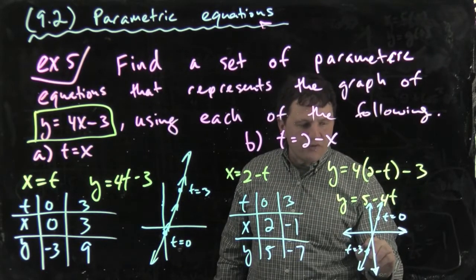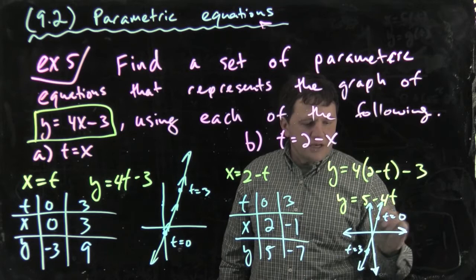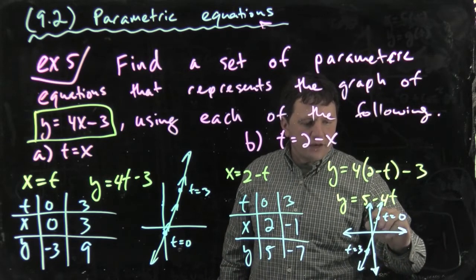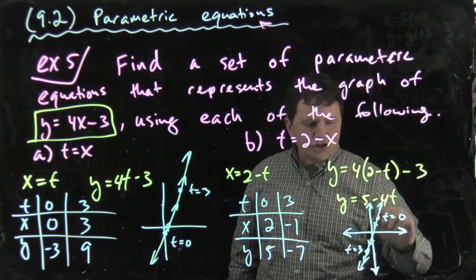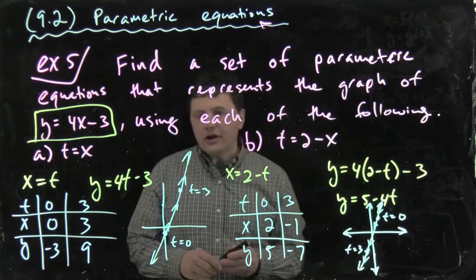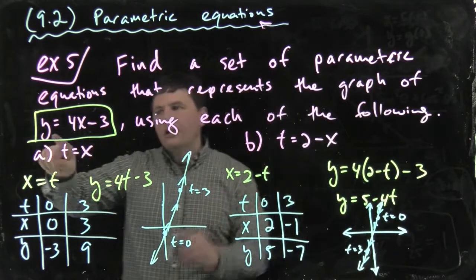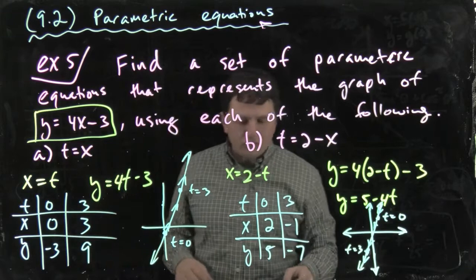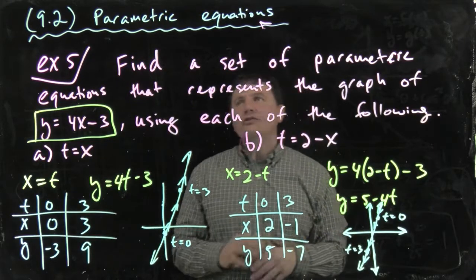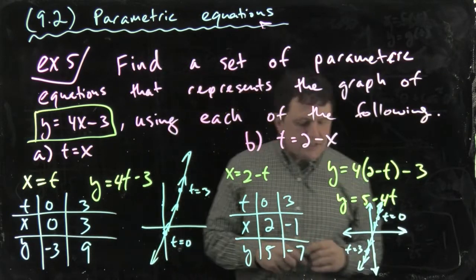And by the way, this one's moving in the opposite direction. From t equals 0 to t equals 3, as t increases, we're moving in that direction, and that is my parametric equation. So they both have that sort of post image of y equals 4x minus 3, but they are different equations. So that's parametric equations.